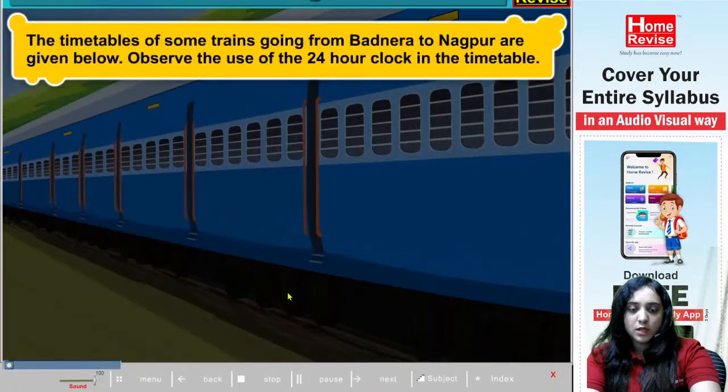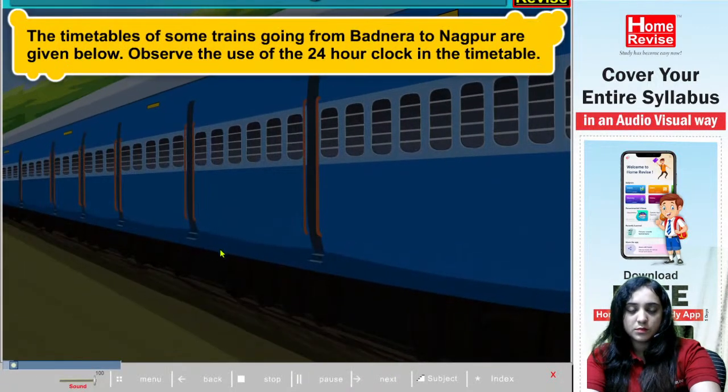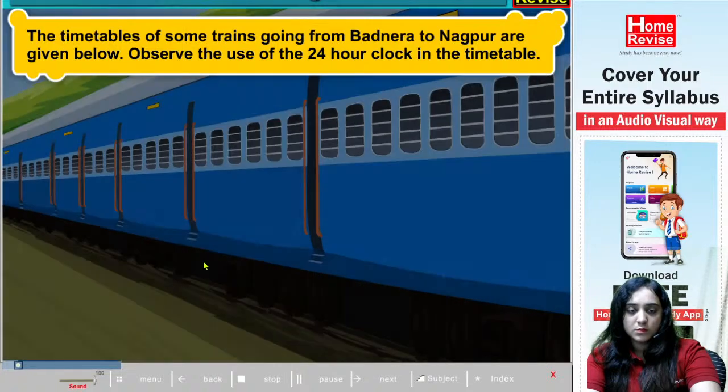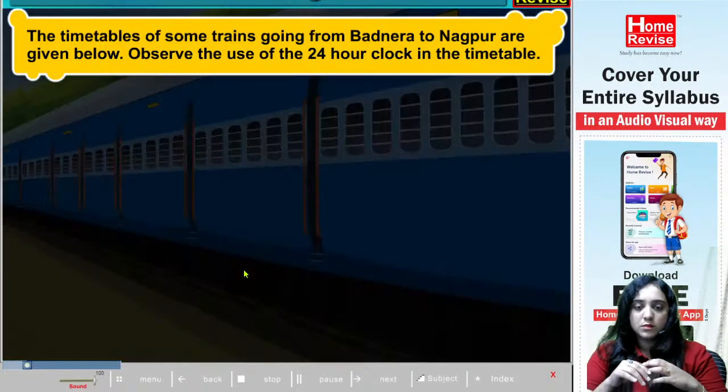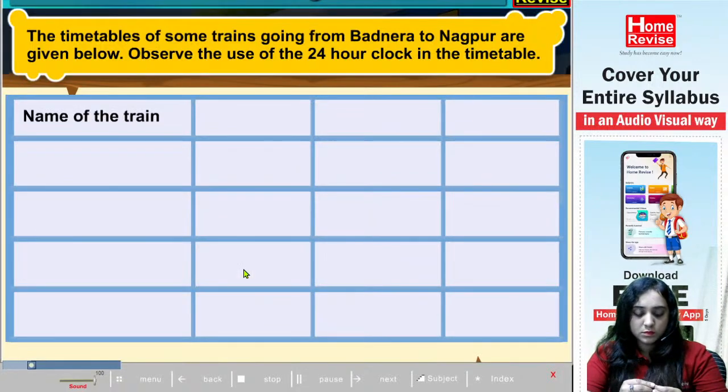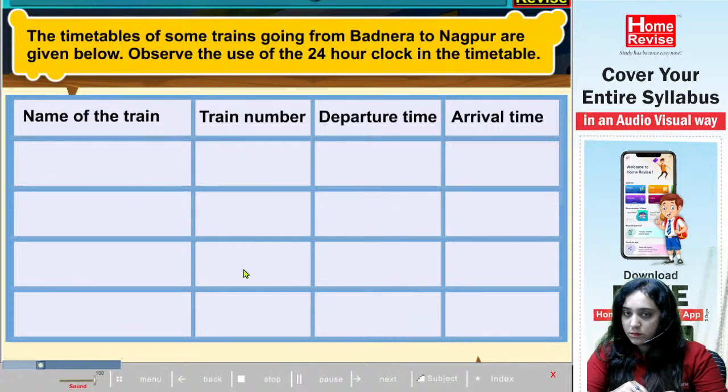Now the timetables of some trains going from Badnera to Nagpur are given below. Observe the use of the 24-hour clock in the timetable. Name of the train, train number, departure time, arrival time.